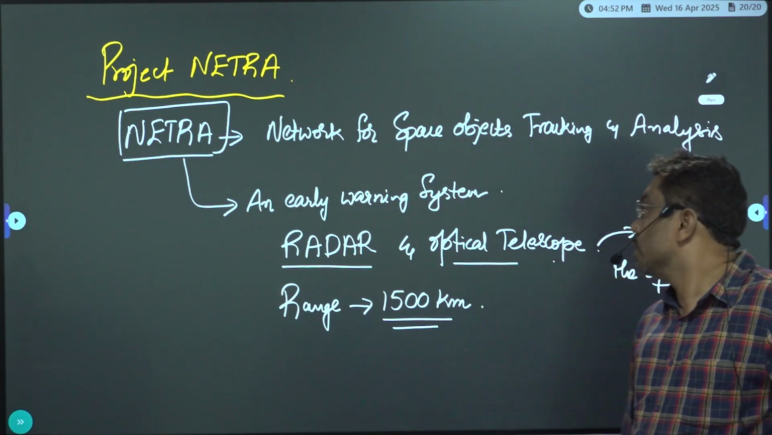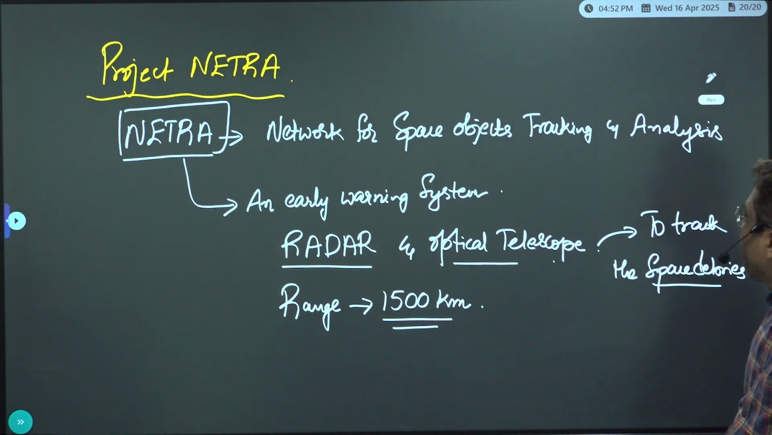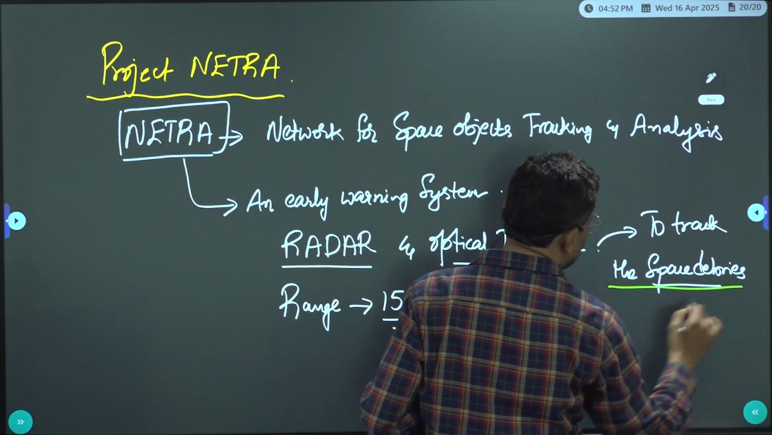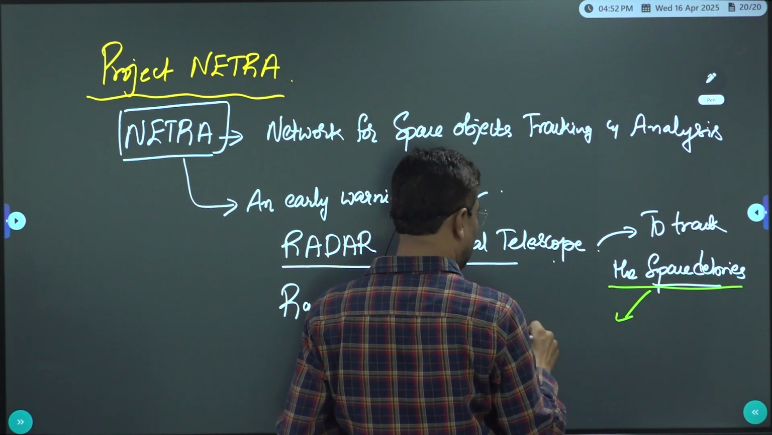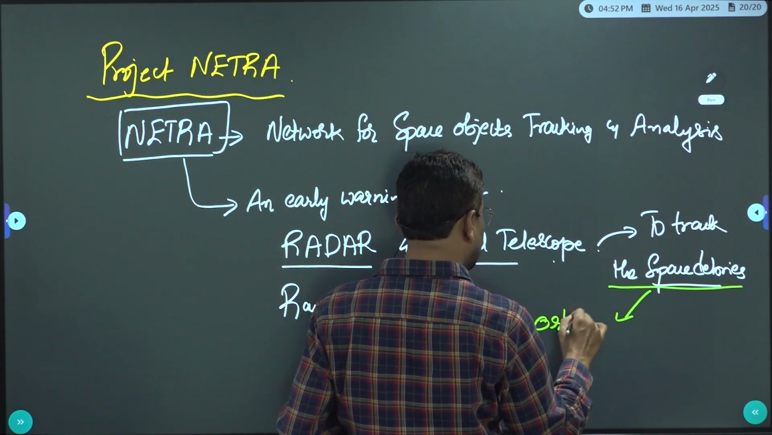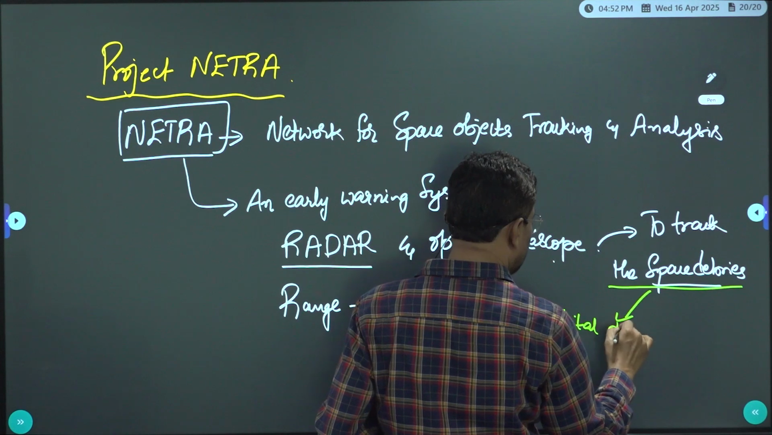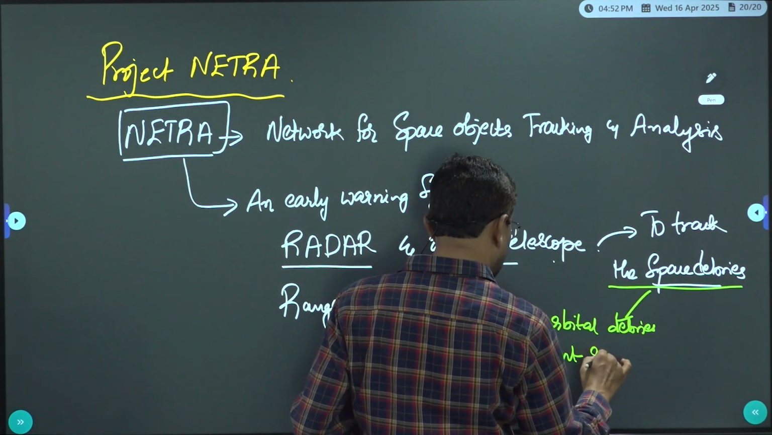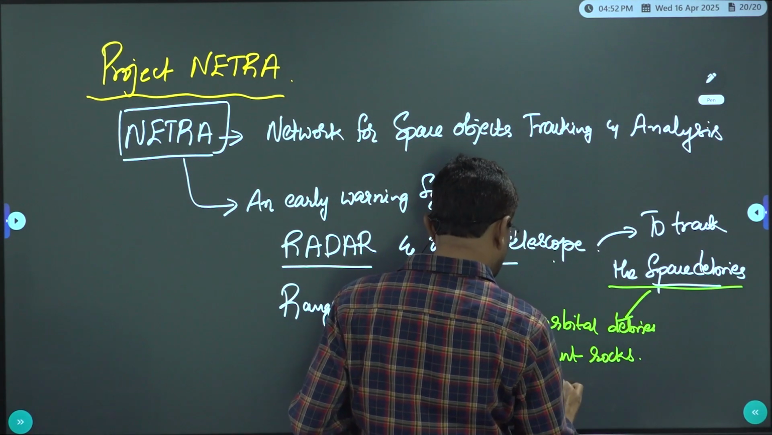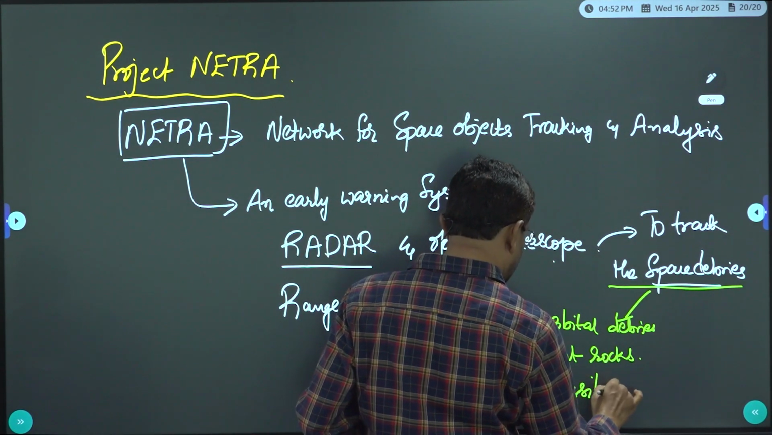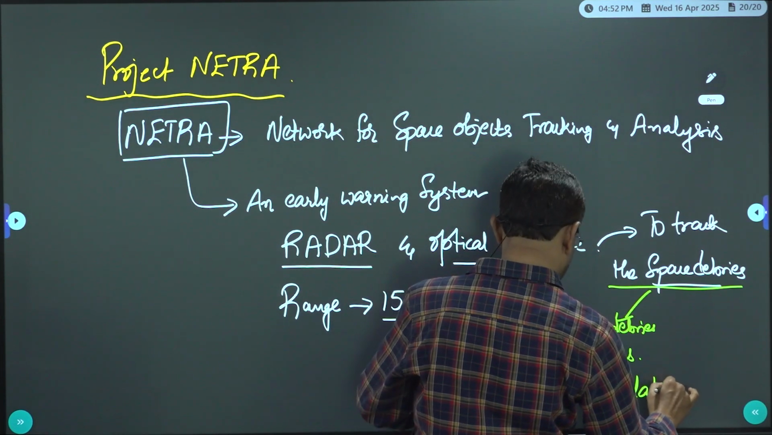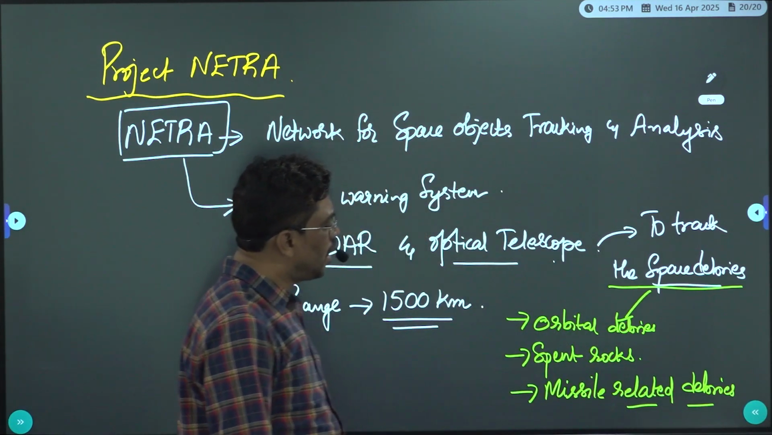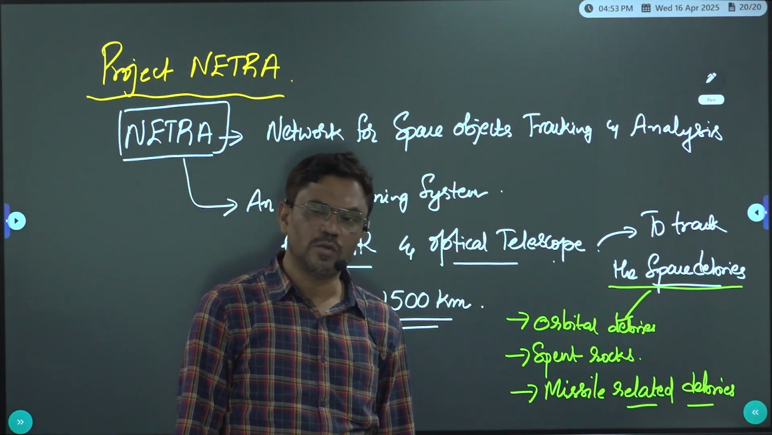So what are space debris? Space debris means parts of the used space objects, also called orbital debris: spent rocket parts, spent rockets, and missile related debris. So actually these are the artificial debris. The space debris may be of two types, natural debris and artificial debris.